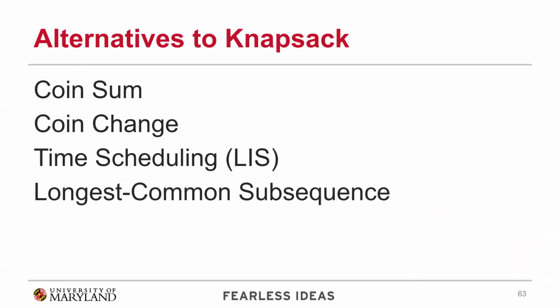So besides Knapsack, there are several problems that can be solved by dynamic programming, genetic algorithm, or greedy algorithm, such as coin sum. For coin sum, the problem states that if you have a set of coins, how can I select a subset of coins that can form a total value of, for example, $15?